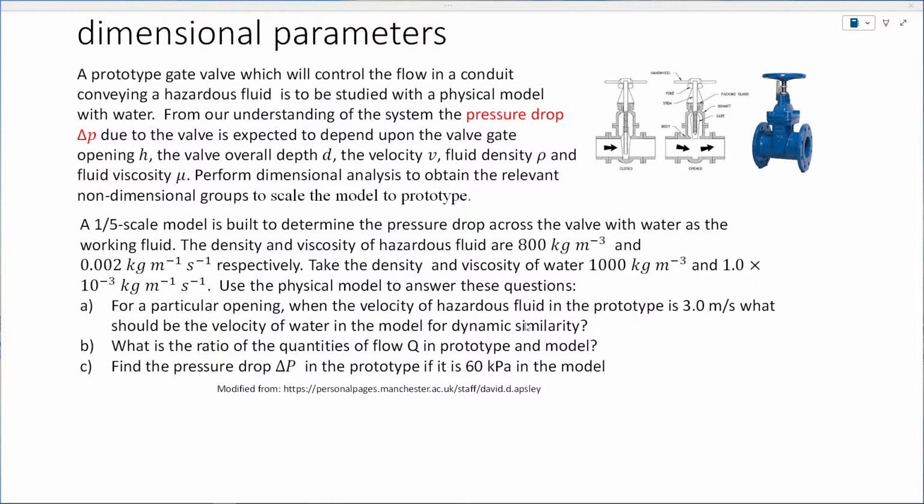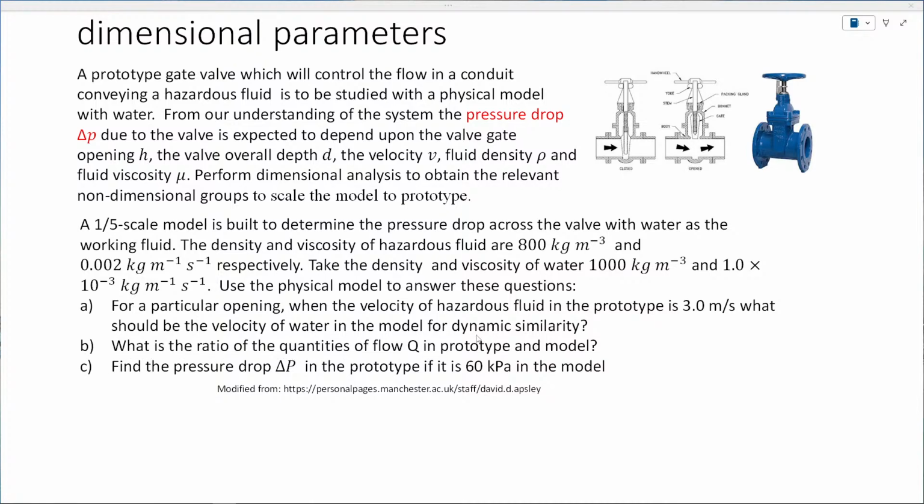Remember, to ensure dynamic similarity, our velocity in the model should scale with the velocity in the prototype. So for this velocity in the prototype, what should be the velocity in our model? Can we calculate this? What is the ratio of the quantity of flow Q in the prototype and the model? Given that we achieved geometric similarity and kinematic similarity, we will assume there is also dynamic similarity.